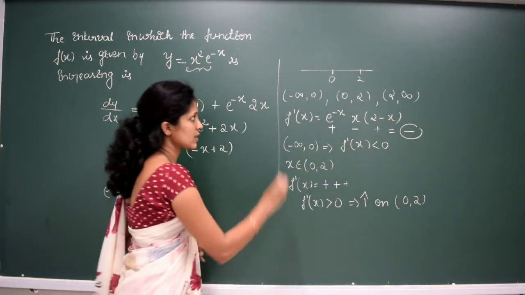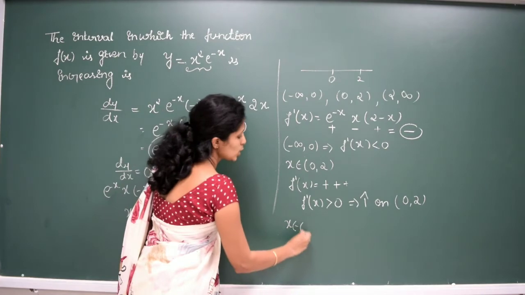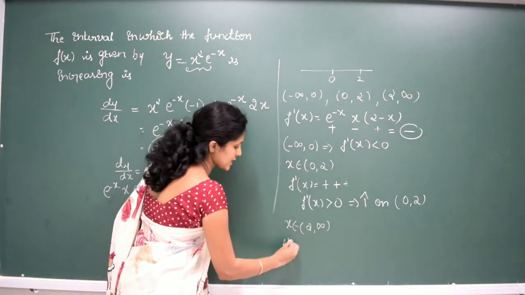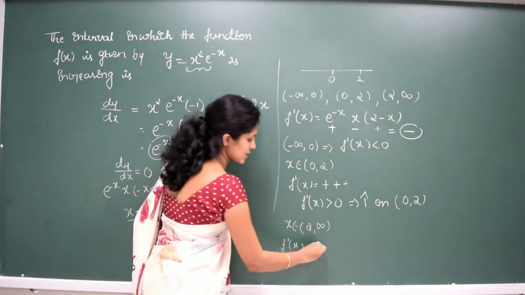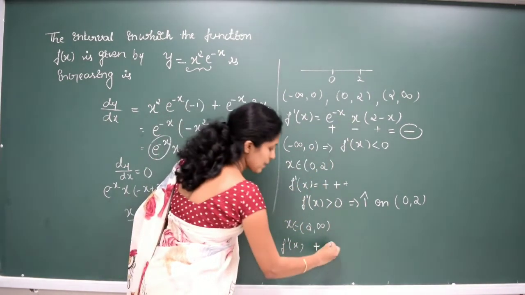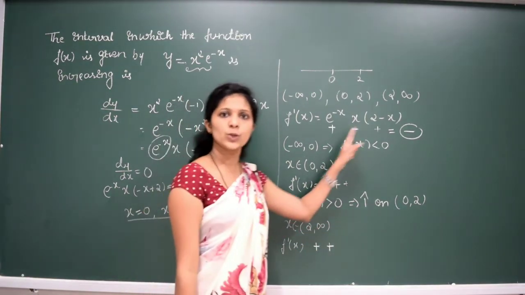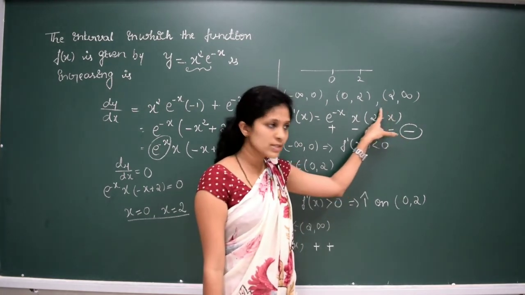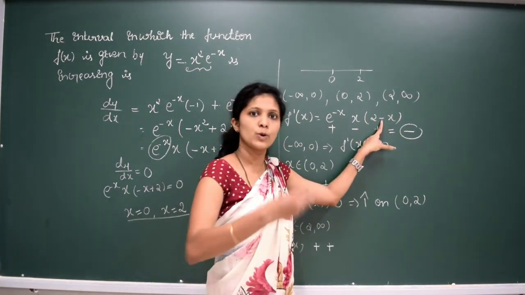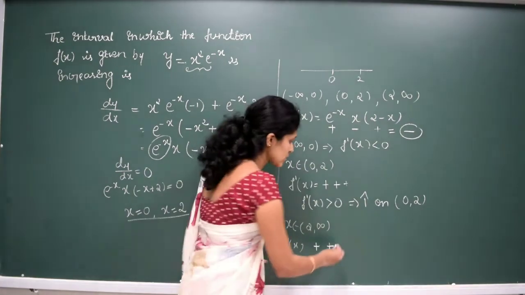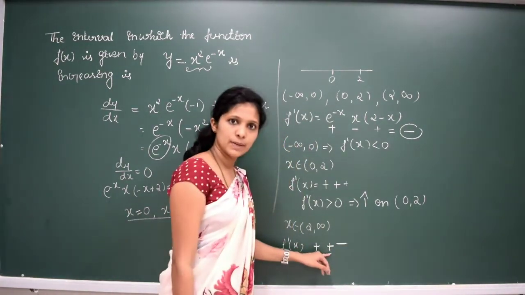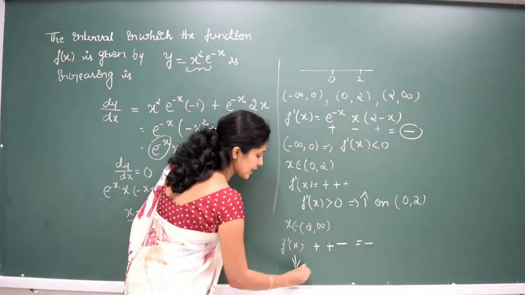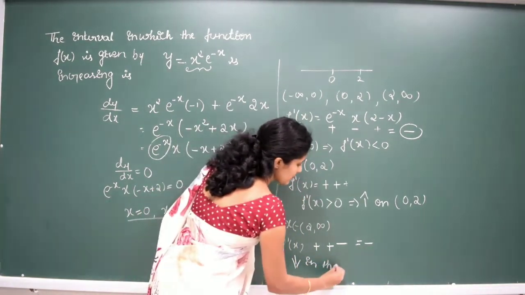Now if you consider the value of x belongs to 2 to infinity, so f dash of x will be e to the power minus x, which is positive, and x is in 2 to infinity. 2 to infinity means more than 2. 2 is not included, right? More than 2 means this will be negative. 2 minus the value will be more than 2, so this will be negative. So multiply with the minus. So plus into minus will be minus. So the function is decreasing in the interval 2 to infinity.